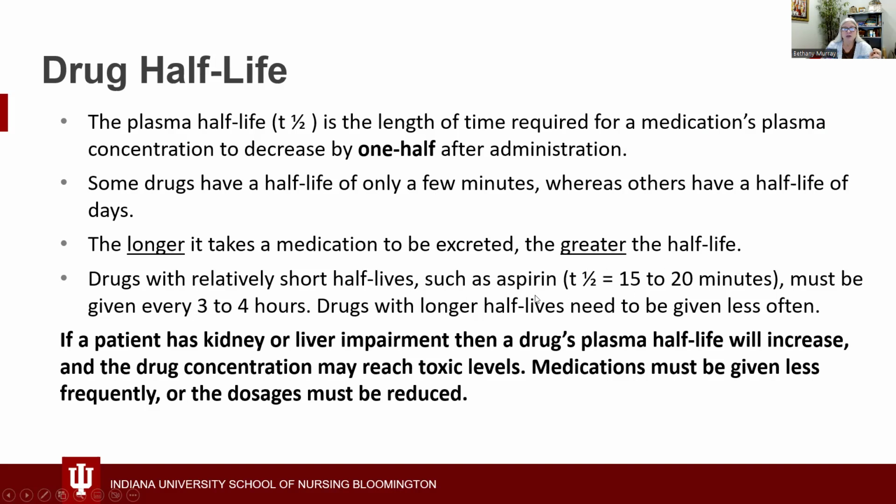So aspirin, here's an example. Aspirin has a relatively short half-life, so if you're going to use it for something routine like blood clot prevention, it has to be given every 3 to 4 hours. If the person has, again, any liver disease, that will decrease metabolism. Any kidney disease will decrease excretion. A long half-life drug is much more likely to become toxic in a patient with kidney or liver disease.